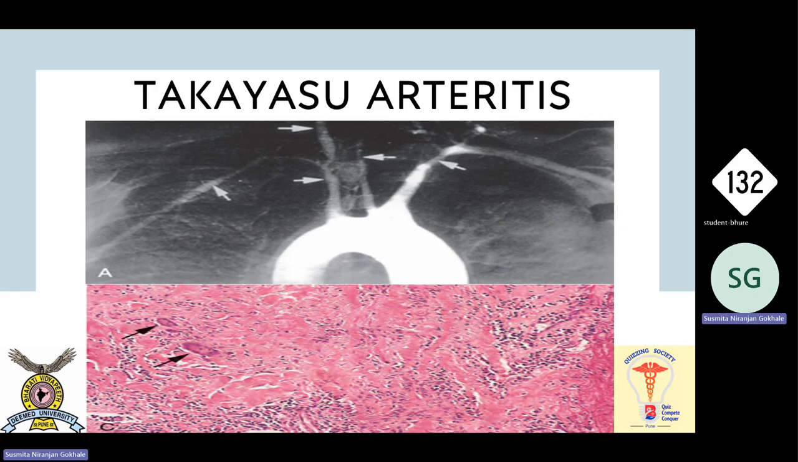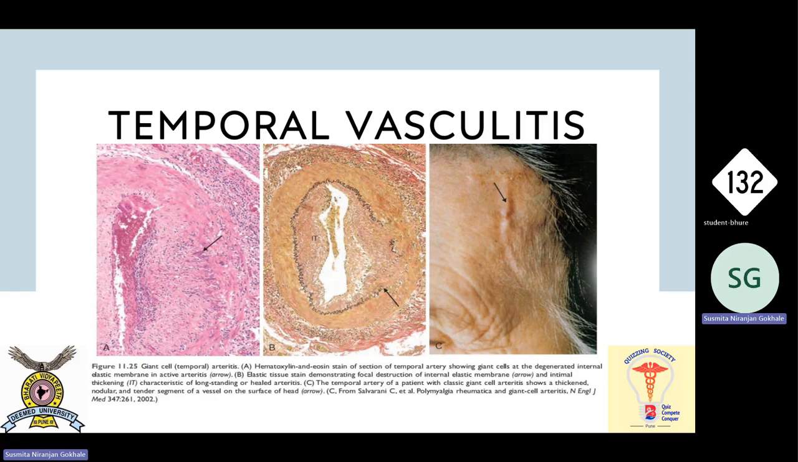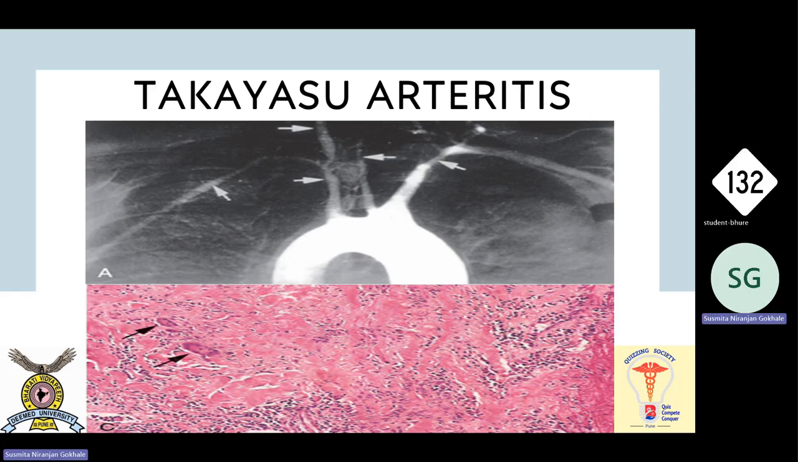Japanese people are hardworking and very active. So we can remember: young people and Japanese, Takayasu arteritis affecting young people, while temporal arteritis affects the elderly, because elderly get headaches more commonly. Then the histological picture of Takayasu arteritis is similar to temporal arteritis. Here the two arrows are showing giant cells in the artery wall.